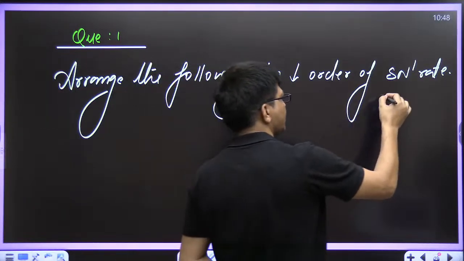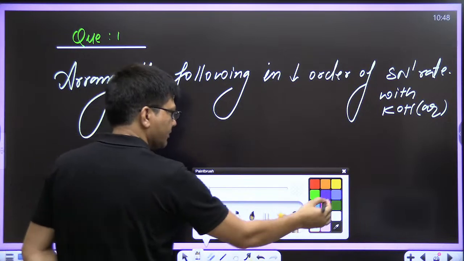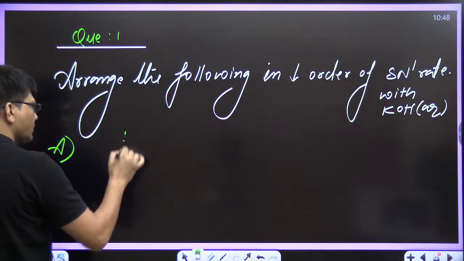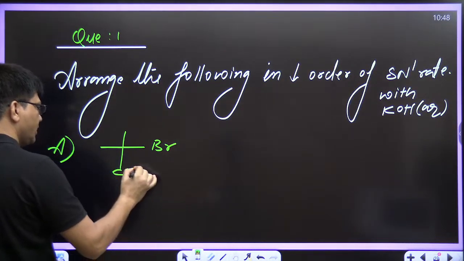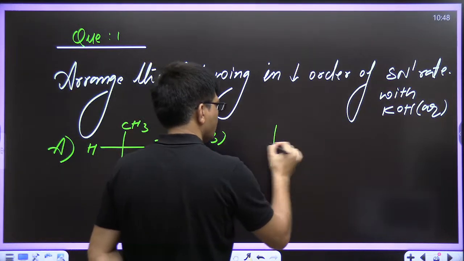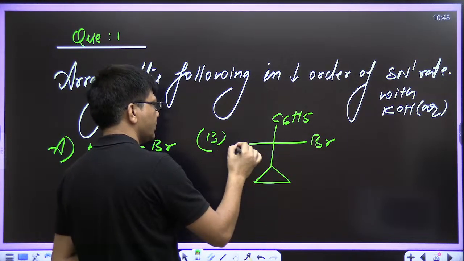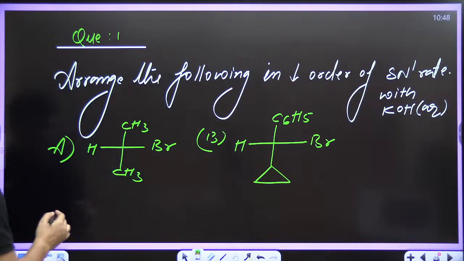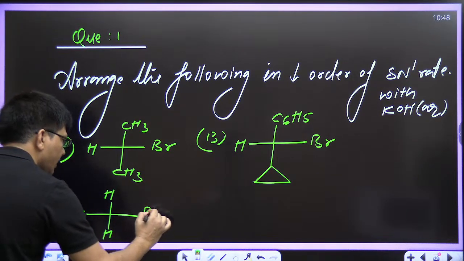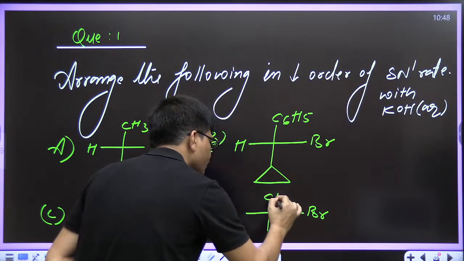The reaction is taking place with aqueous KOH. Now see everyone, the first reactant A is Br, CH3, hydrogen. B is Br, C6H5, and this cyclopropyl, which does dancing resonance, hydrogen. C is hydrogen, bromide, and D is bromide, CH3.